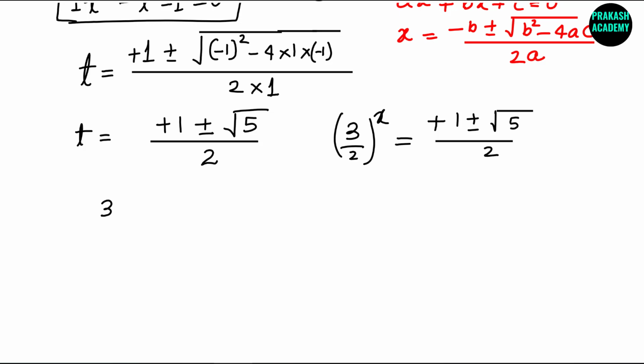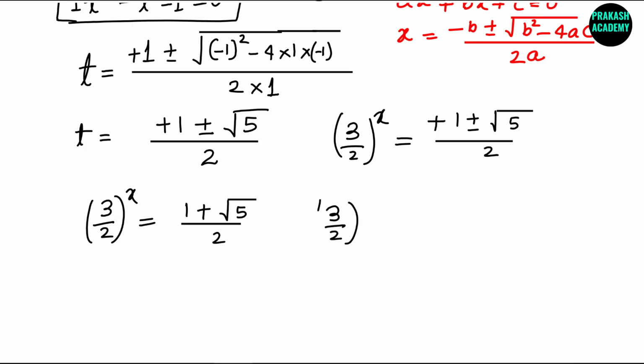In one case I can say (3/2) raised to the power x equals (1 plus root 5) by 2, and in another case I can say (3/2) raised to the power x equals (1 minus root 5) by 2.